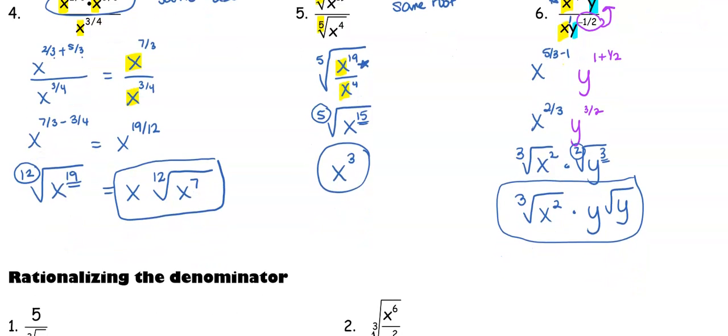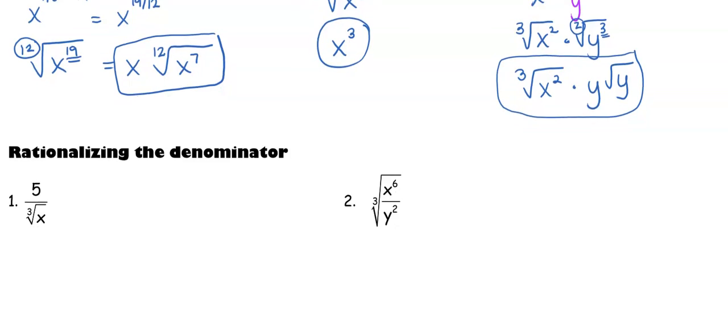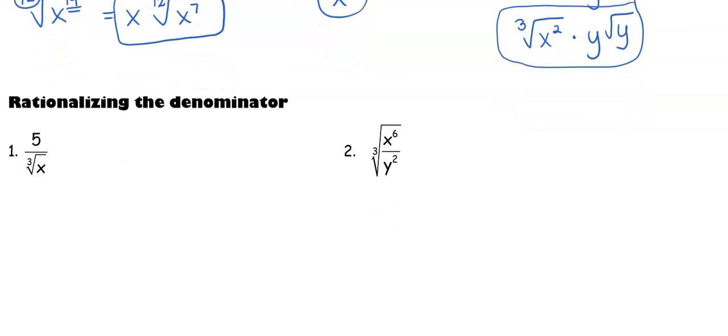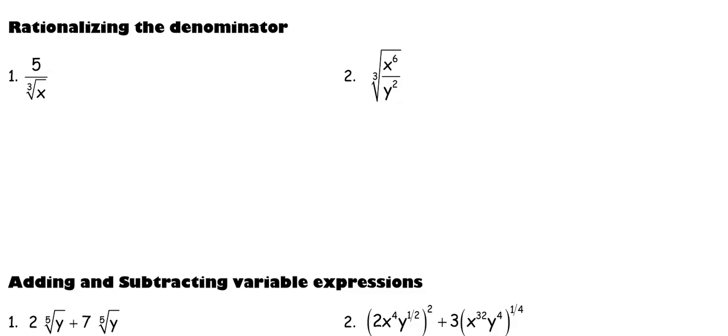Now we're going to move on to rationalizing the denominator. Rationalizing the denominator is all about looking for your groups. How many do you need in a group? How many do you need to finish the group? So we know that we do rationalize in the denominator because we need to get rid of radicals in the bottom of our fraction.